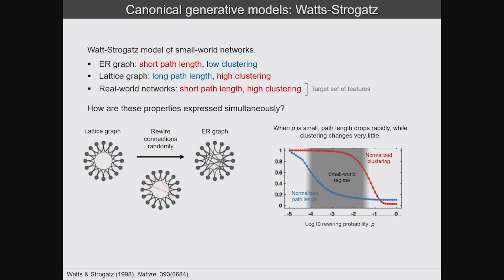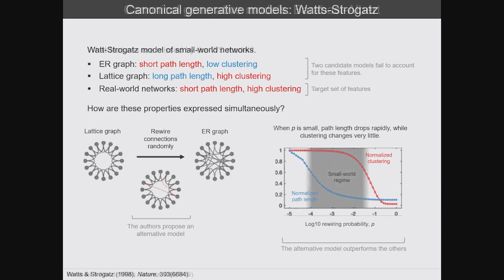I want to use this to revisit the introduction to generative modeling, exactly how this is a generative model. We identified a set of target features. We want to build networks that have short path length and high clustering. There were already 2 candidate models that failed to reproduce these 2 properties simultaneously. Watts and Strogatz proposed a third model, and that third model outperforms the other 2. So it allows us to adjudicate between these different mechanisms, these different possible explanations for real-world networks.